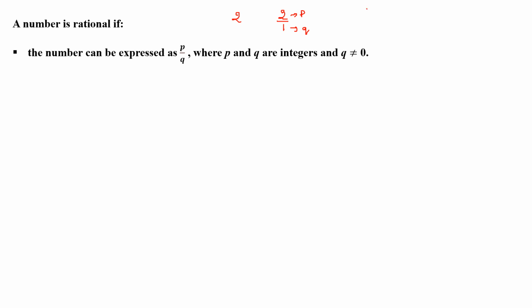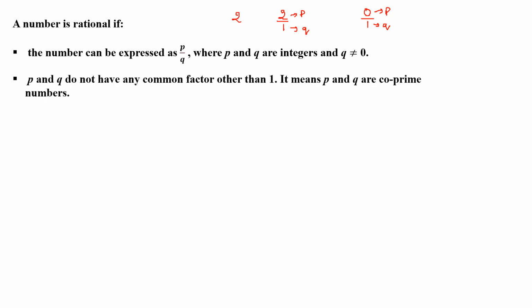In fact, 0 is also a rational number because I can write it as 0 by 1 or 0 by 2, isn't it? So this is also in the form of P by Q and my Q is not equal to 0. This is the basic about rational numbers. Now, here P and Q should not have any common factor other than 1, because we always represent a rational number in the standard form. It means P and Q are co-prime numbers. So let's quickly recap what is a co-prime number, what is a prime number, what is a composite number.